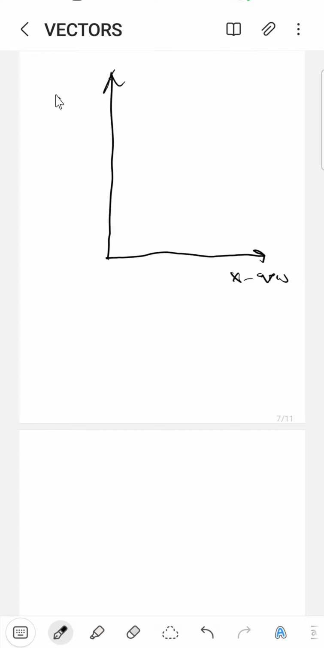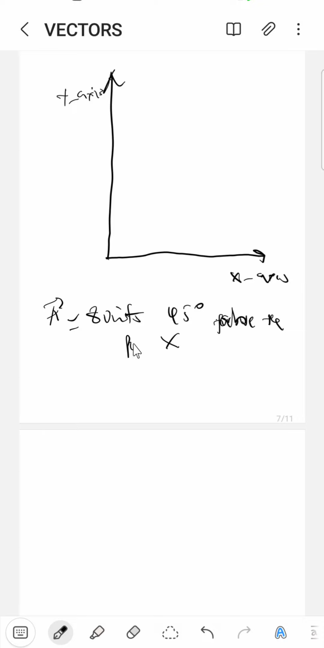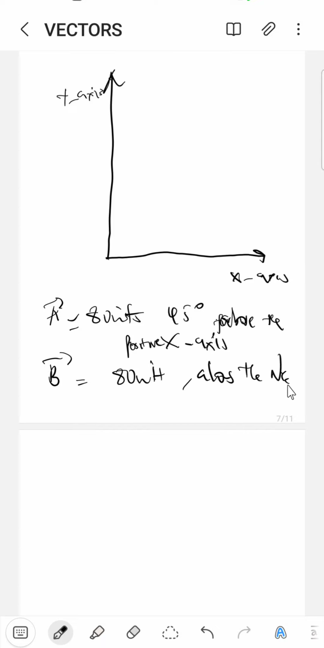Okay, vectors are very simple, you just have to take it easy. Graphically, you draw your graph first. This is your x-axis, right? This is your y-axis. We have two vectors. Vector A, 8 units, 45 degrees, that's above the positive x-axis, right? B, 8 units, this was along the negative x-axis.